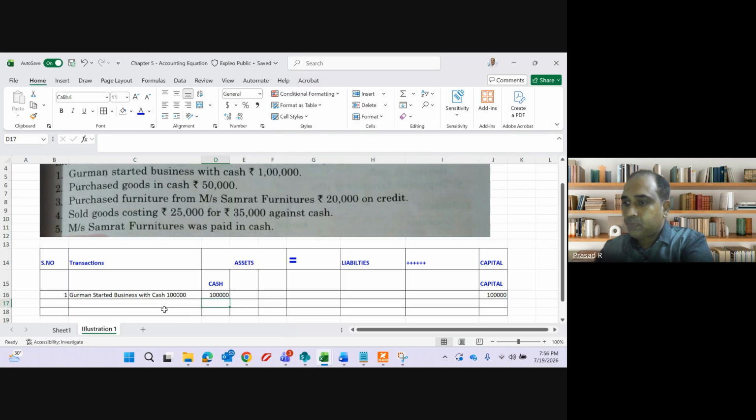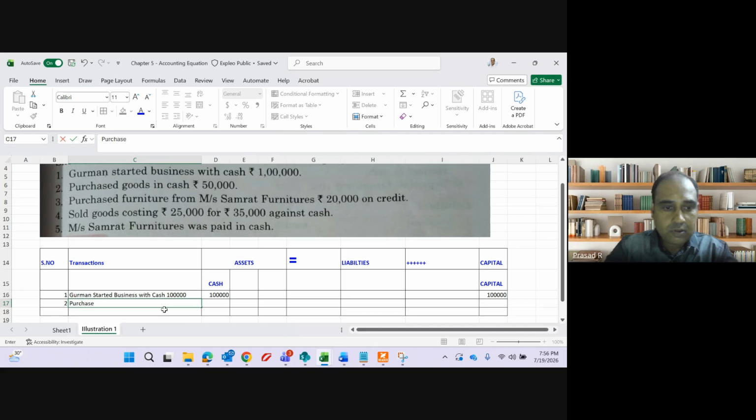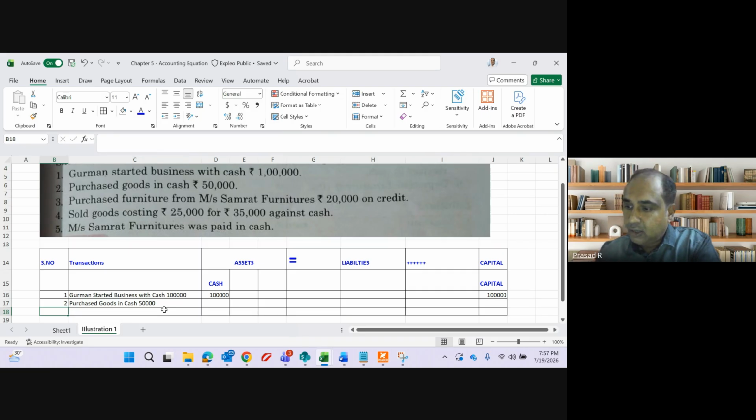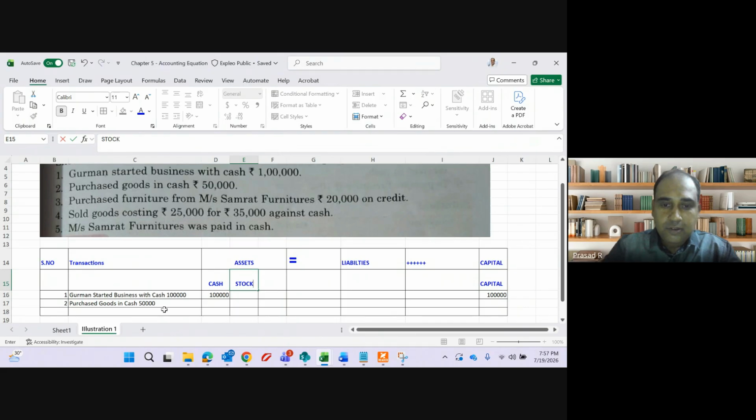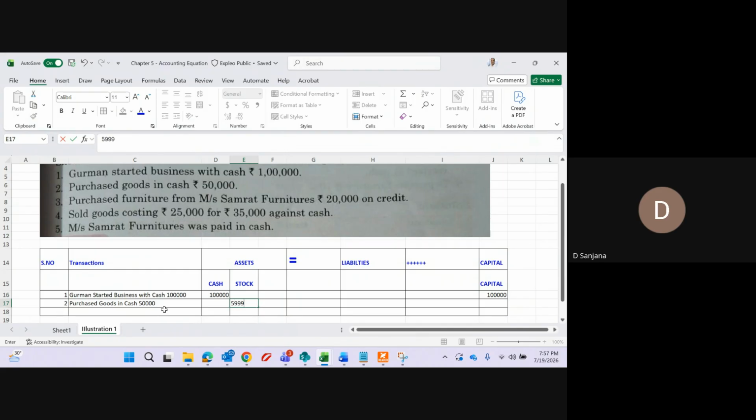Now I will put a new accounting equation after I complete transaction number 2. Transaction number 2: purchased goods in cash 50,000. When I purchase goods in cash, 2 accounts will be impacted: cash and goods, and goods is nothing but stock. So my stock will increase by 50,000.